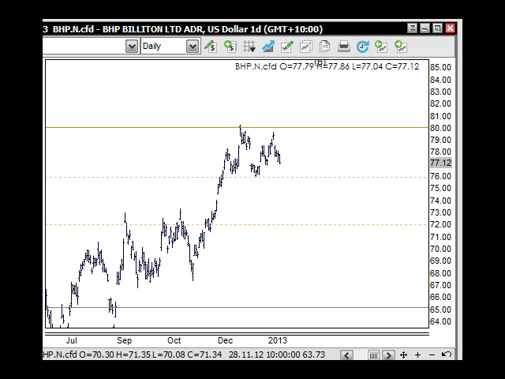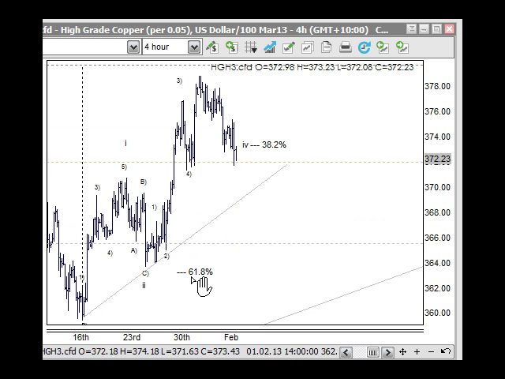That will be the same, reflected obviously in the iron ore companies. Other ones will take slight variations on that as well. Anyway, let's have a look at copper.